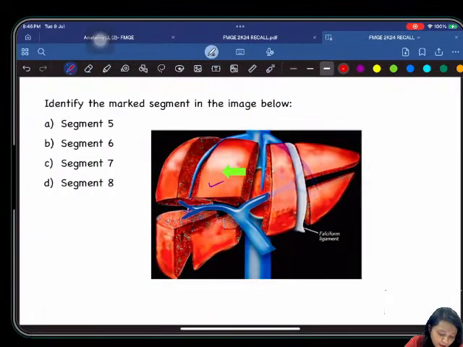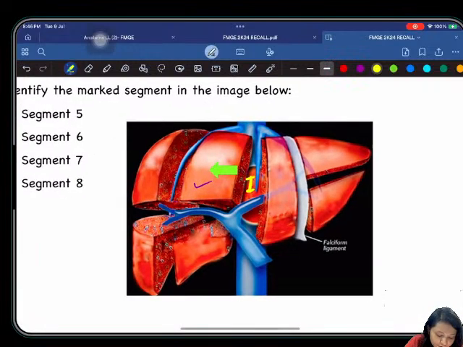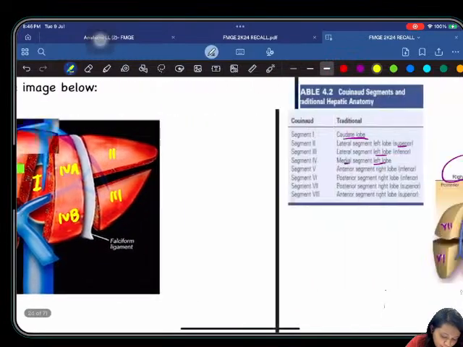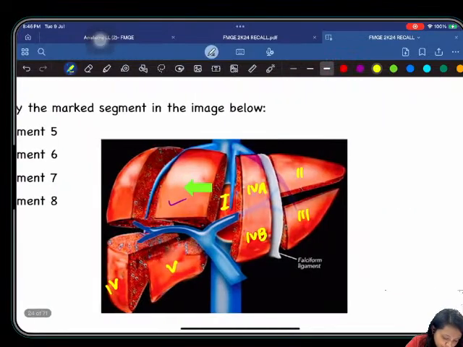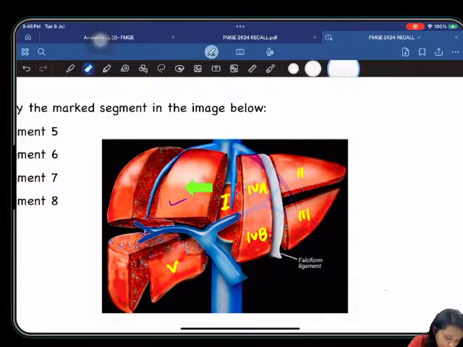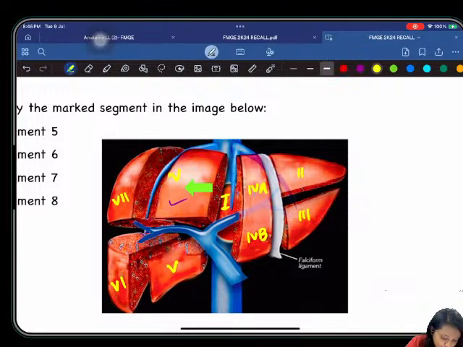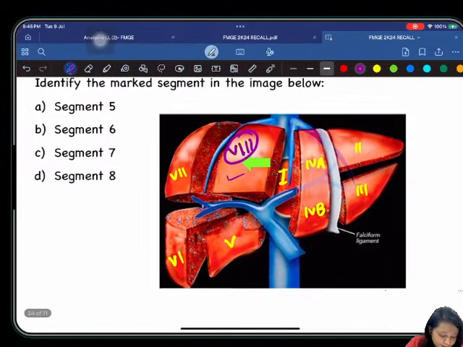So you know that lobe 1 will be here. Segment 1, then segment 2, then segment 3, then segment 4A, segment 4B, segment 5, segment 6, then segment 7, and this is segment 8. Sorry, this will be segment 8.